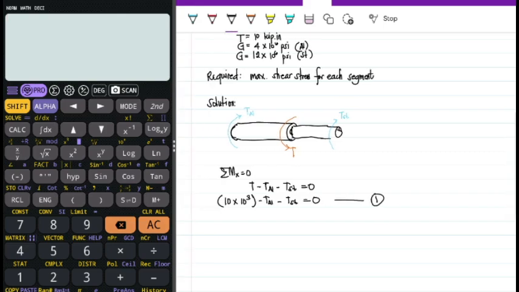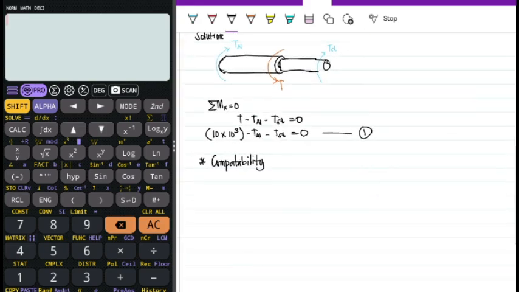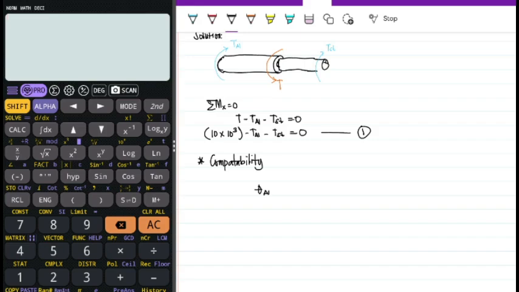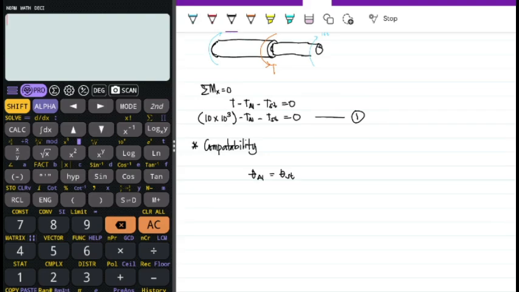But before we dive into deriving our compatibility, let's do first the equilibrium equation, which is summation of moment along x direction. If you can notice, both our torque for aluminum and steel did not follow the natural curl of our hand, so therefore T aluminum and T steel are negative, while the given torque, which is 10 times 10 to the power of 3, is positive. So that would be our first equation, which is our equilibrium equation.